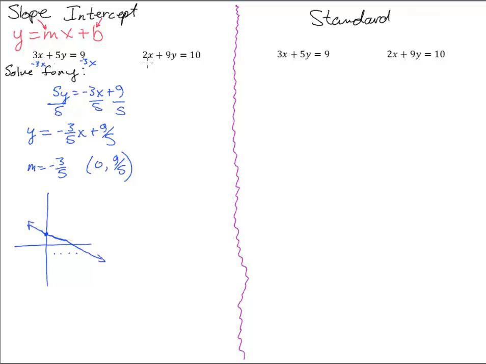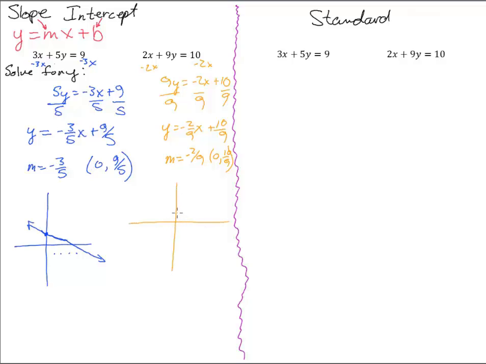Let's see how this next one works. We subtract 2x from both sides, and we get 9y equals negative 2x plus 10. Great. Divide by 9, divide by 9, divide by 9, and we have y equals negative 2/9 x plus 10/9. We can graph this. Let's write the slope down. Slope is negative 2/9, and the y-intercept is 0, 10/9. Good deal. And the graph looks like this.